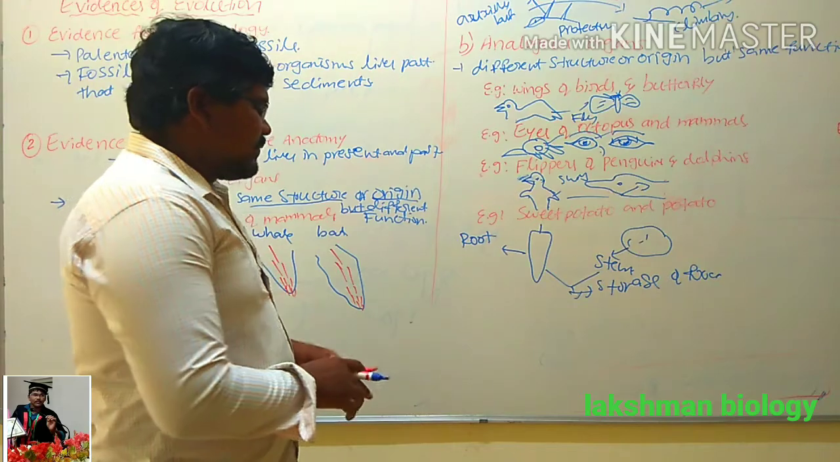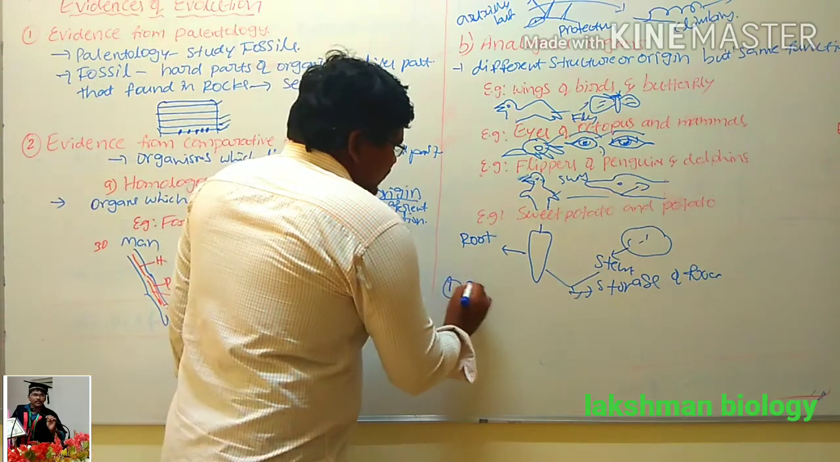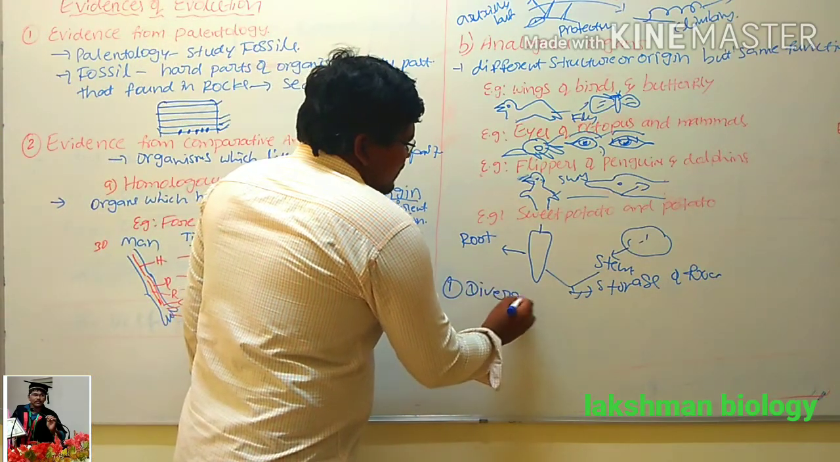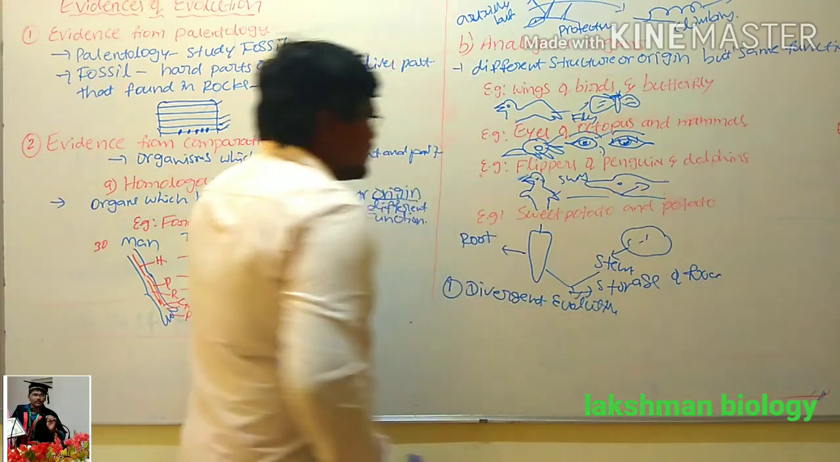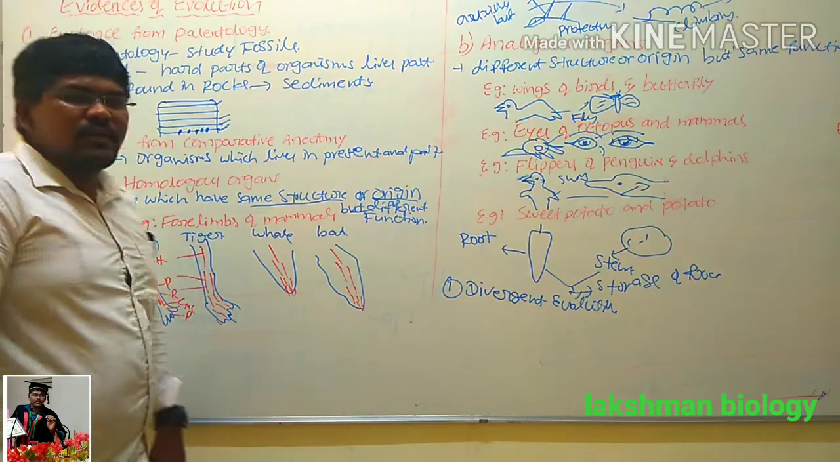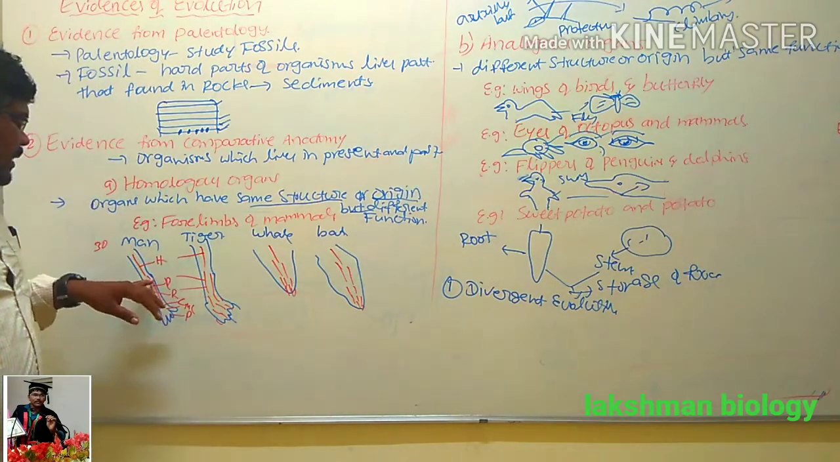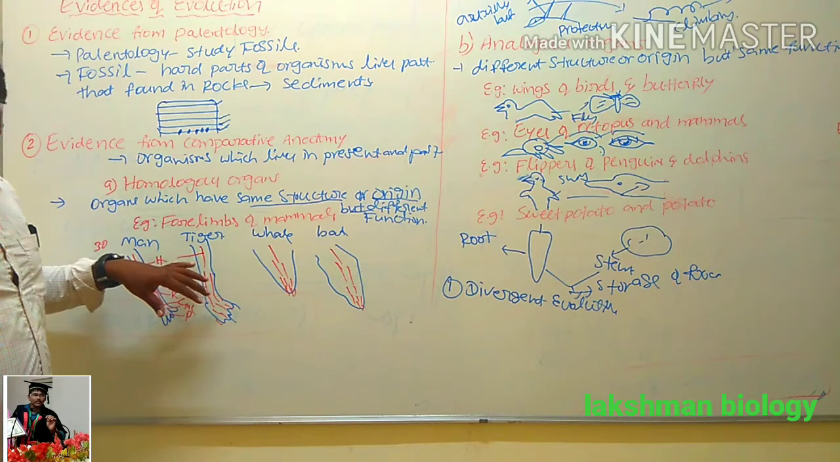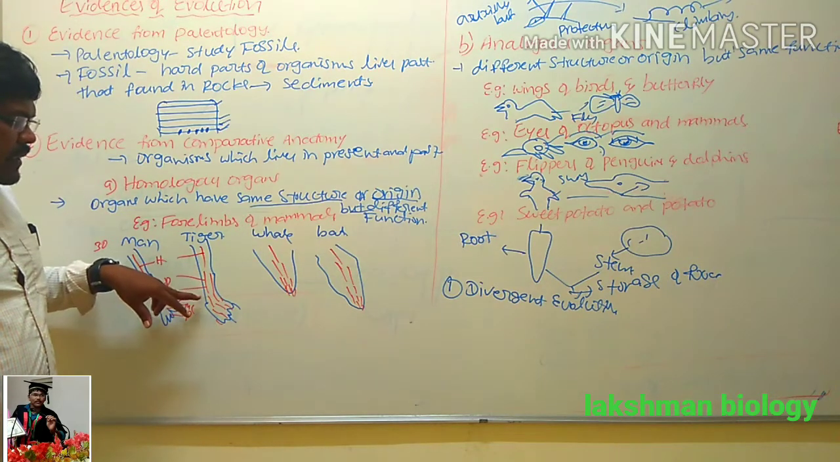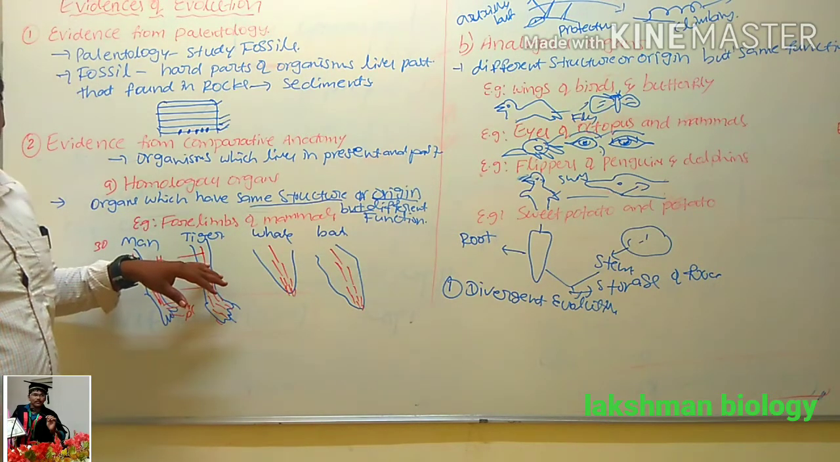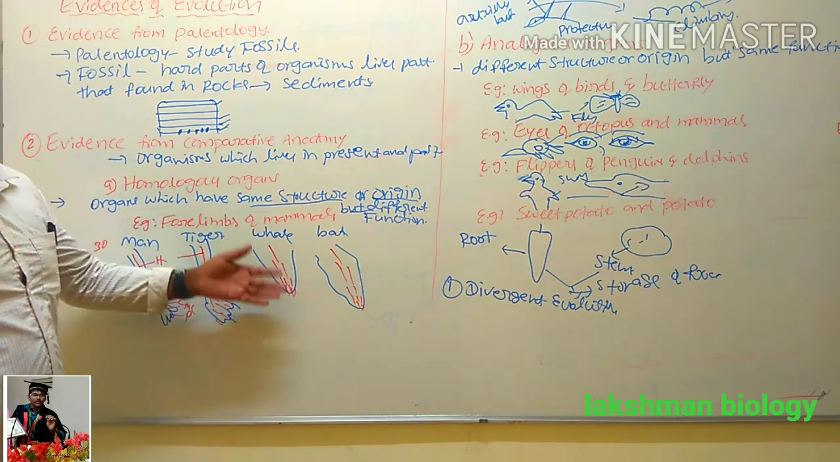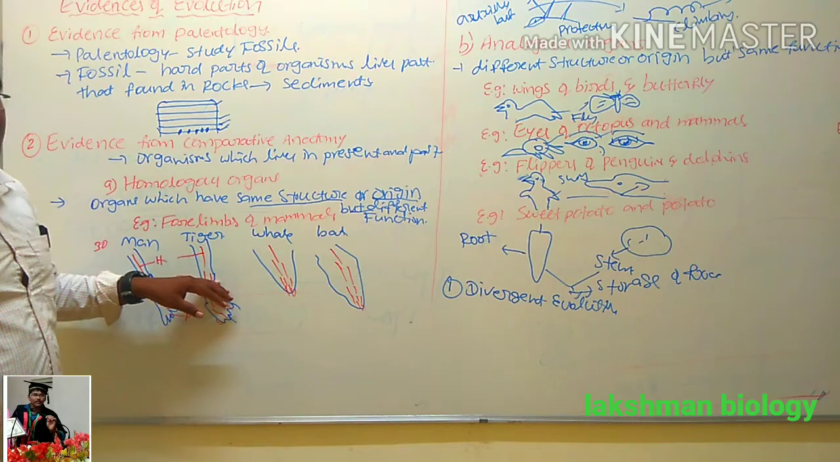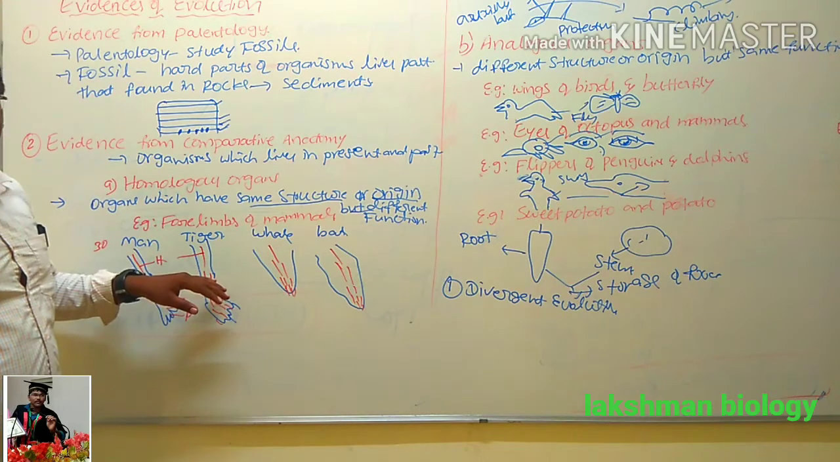Next we have to see the definition of divergent evolution. Homologous organs are the result of divergent evolution. Why? Because homologous organs have the same structure and different functions. Divergent evolution means same structures are evolved to do different functions. Hence homologous organs are the best example of divergent evolution.